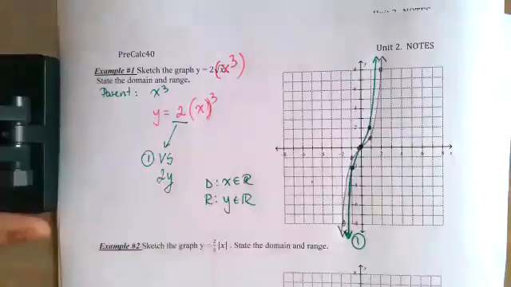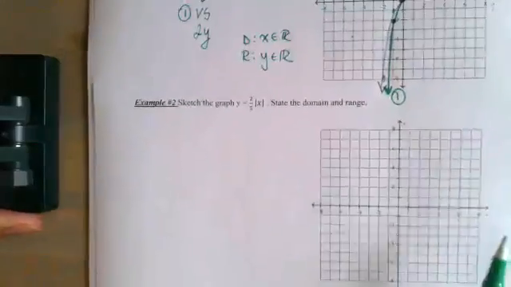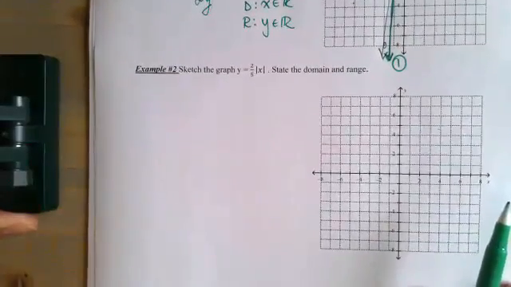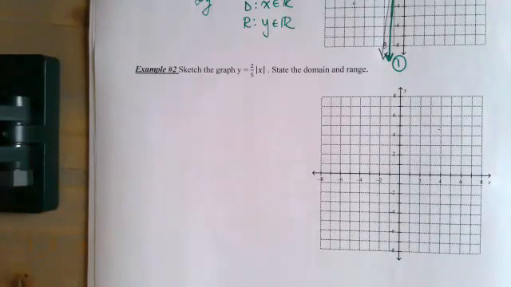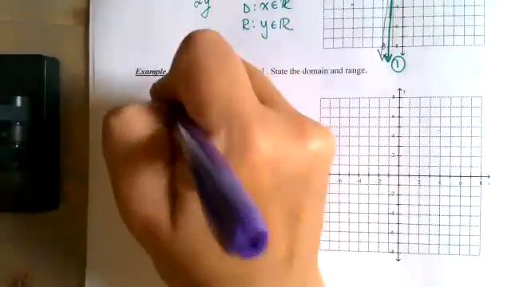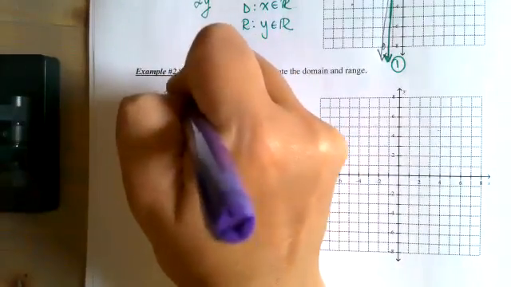So that was number 1. Number 2, sketch the graph of 2/5 of absolute value of x, domain and range at the end. The parent function is the absolute value function.